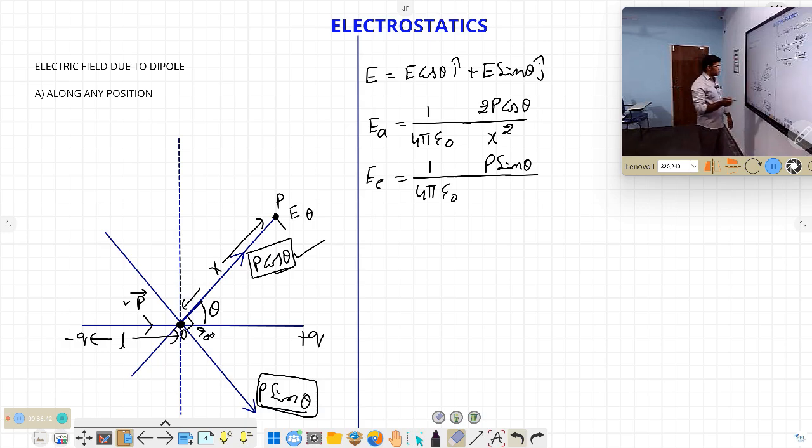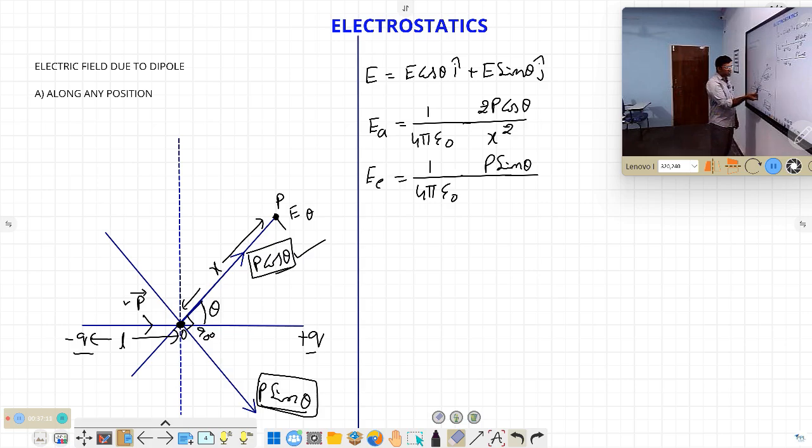So I'm explaining once again. I take minus q and plus q, and we choose the point which is making an angle theta. Now this is the dipole moment which is making an angle theta. Resolve this dipole moment into components: one is P cos theta, second one is P sin theta. Now in the direction of the point, P cos theta is effective. That dipole moment is creating the electric field at that point P.